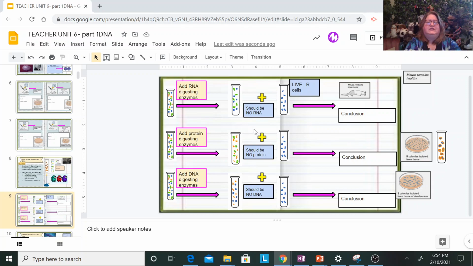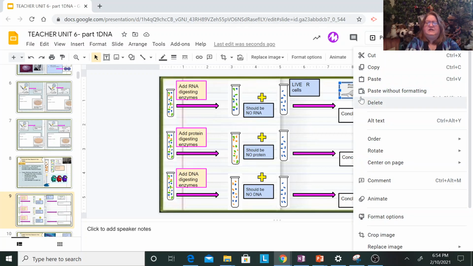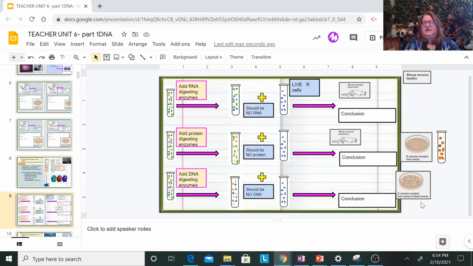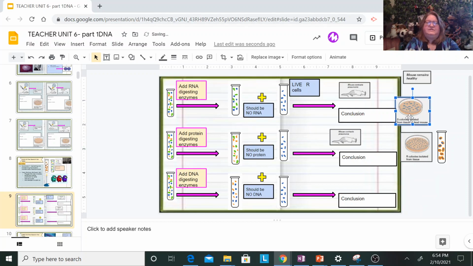All right, so let's take a look at the protein digesting enzyme. We're going to remove protein, and we're going to see if, by removing protein, transformation still occurs. And unfortunately, sadly, for our poor little mice, the mice still die. And so transformation still occurs for our little mouse when we remove protein. And in each of these cases, if I grow the bacteria that's found inside the mouse, I find S bacteria.